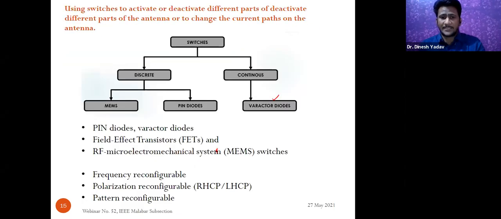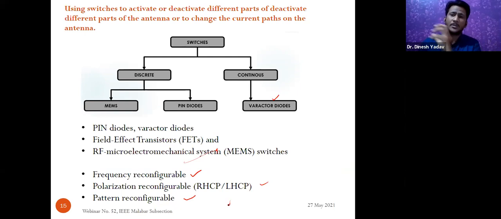So as I told you, we can produce these types of reconfigurability. That means a frequency reconfigurable antenna, maybe polarization. We can switch from right hand circular polarization to left hand circular polarization, or from circular polarization to linear polarization, as required.